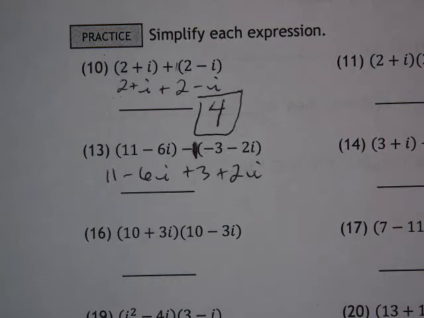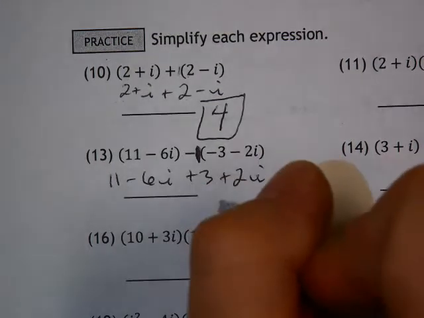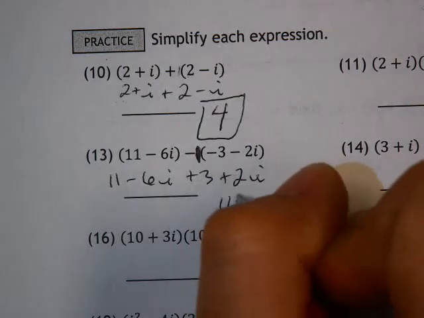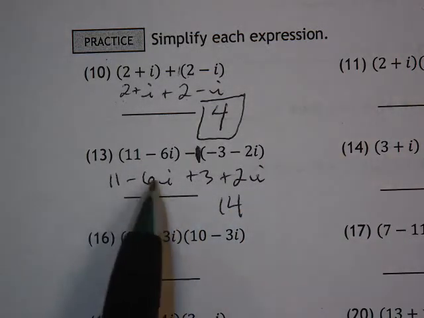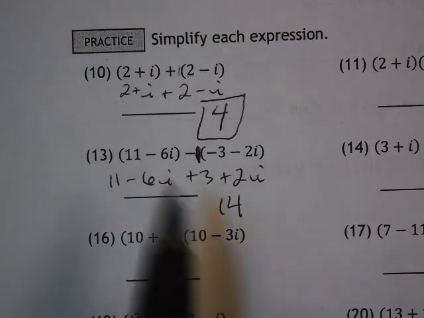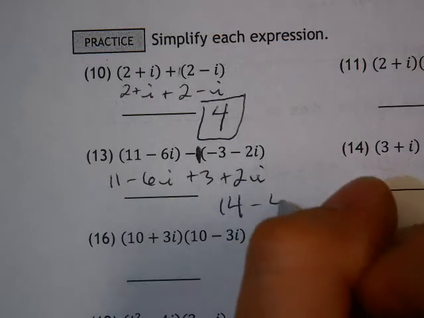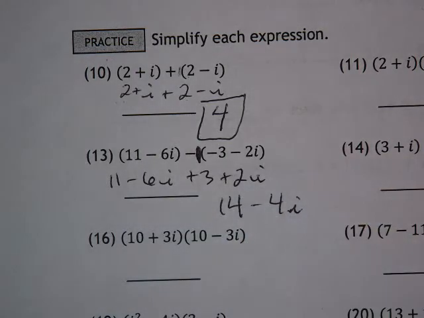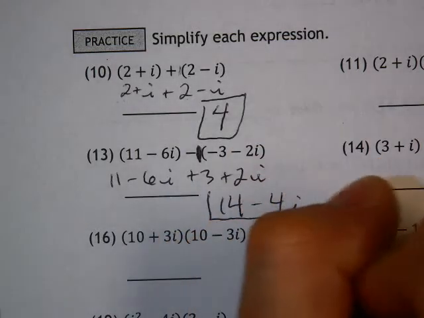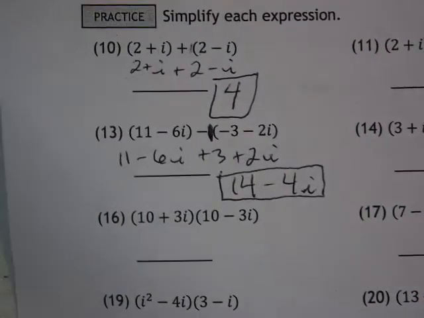Now again, we're combining like terms. 11 and 3 will combine. The two real numbers will combine to give us positive 14. Now our i's will combine. We're adding, so we don't have to change any exponents. Negative 6 plus positive 2 is negative 4. It's not i squared. We're just adding, so it stays as plain old i, which means in number 13, our final answer is 14 minus 4i. Now number 16, definitely the most complicated.